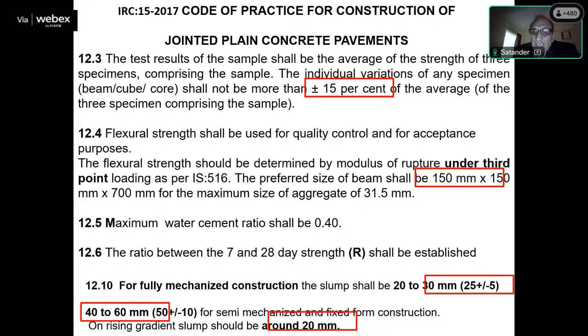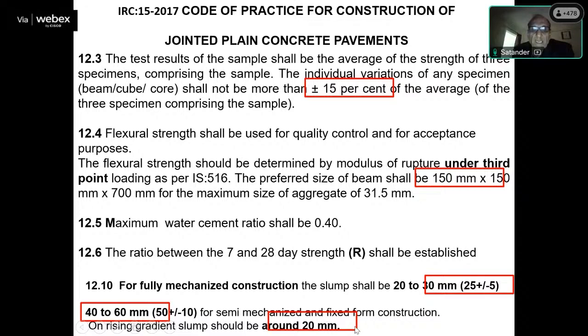And please always find the R value in the case of bridges also, I will suggest, and in the concrete road it is a must. Suppose you are doing a pier and the deck slab. Suppose you cast a pier and you start construction of the deck slab, and after 20 days you find my pier has less strength, then you have to go for a double. So in the case of concrete road, slump should be 20 to 30. If you are going for a semi mechanized method, 40 to 60. If you are doing it on a slope road, then 20.